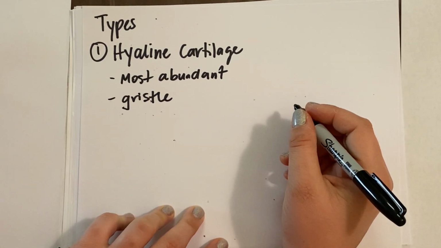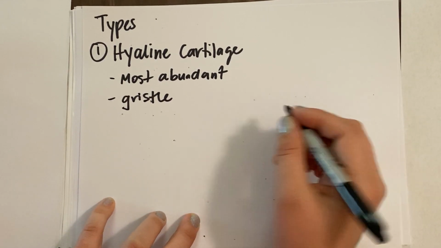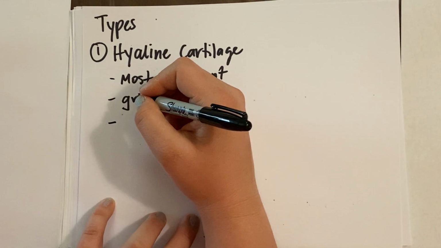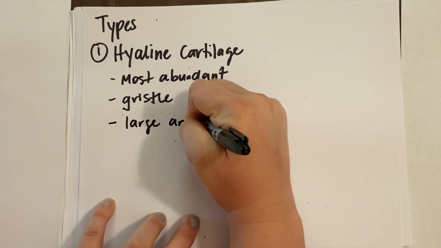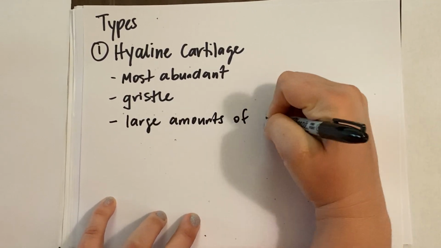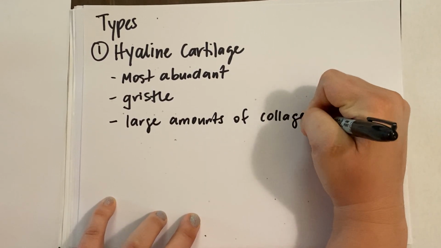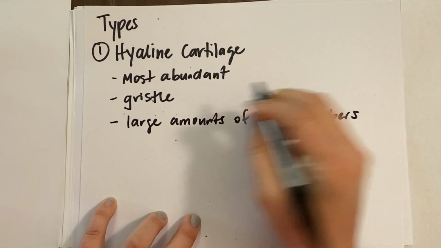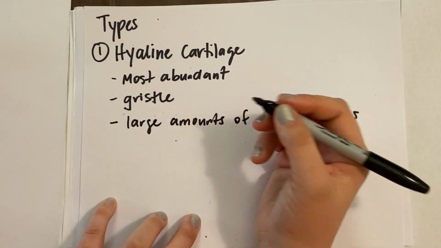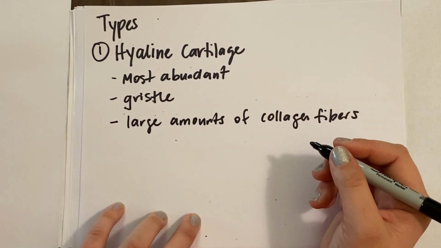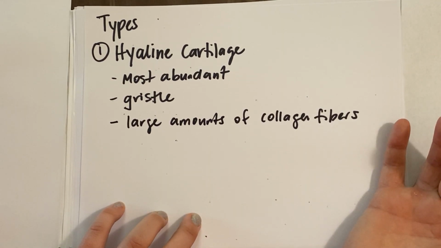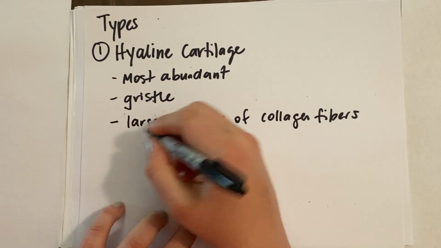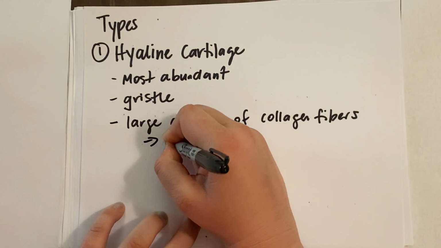Okay, it is going to have a large amount of collagen fibers, but you can't really see them. So we'll say large amounts of collagen fibers. But when you're looking at this under a microscope, and so when you look at the lab slides that we have for hyaline cartilage, it's very difficult to see any fibers, okay? So I'm going to say they're not apparent.